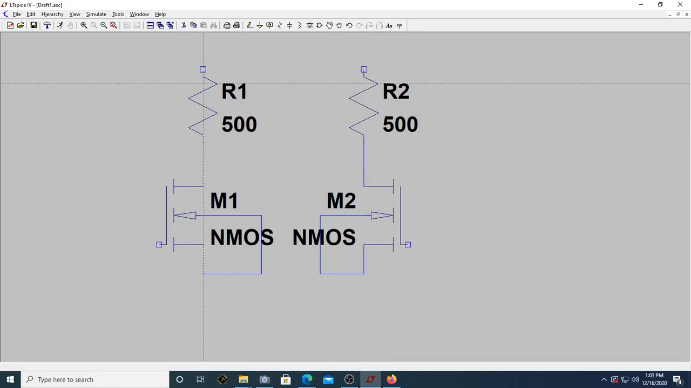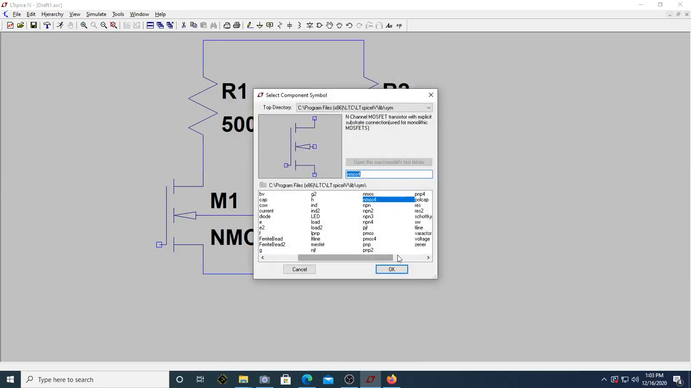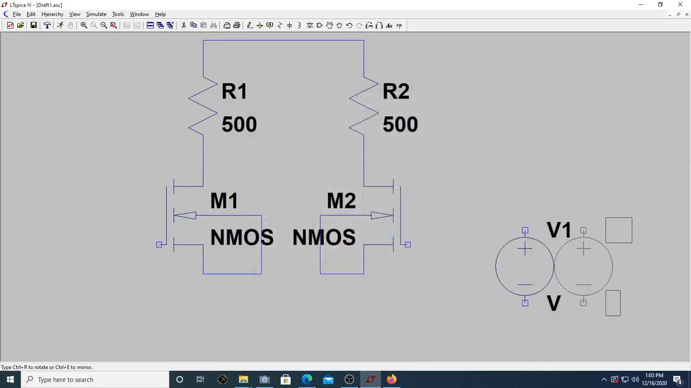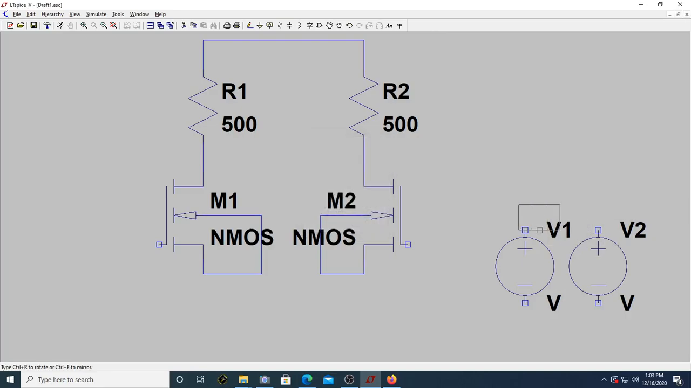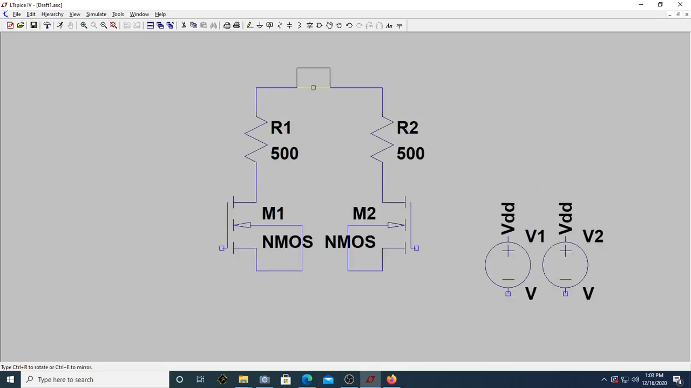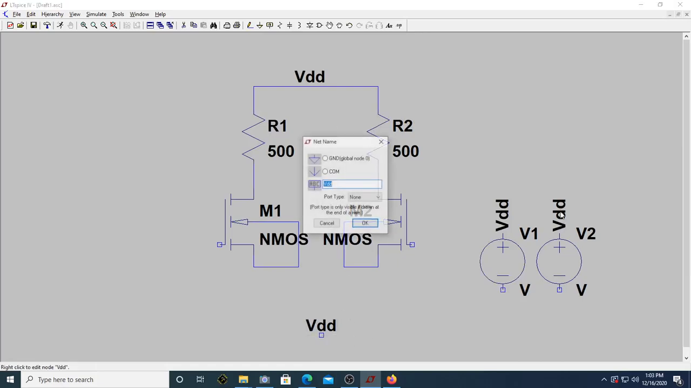Let me have a power supply of maybe 0.9 volts and minus 0.9 volts, so that it will become 1.8. Let me take a power supply over here and one more here. Let me name it VDD over here, and this as VSS. Let me have this as VDD, and let me have one more as VSS. Let me rename it as VSS now.